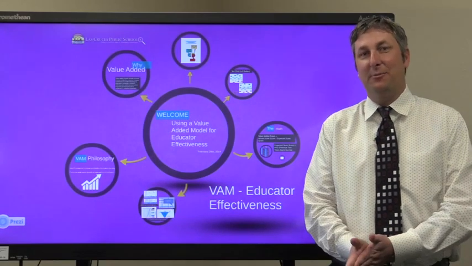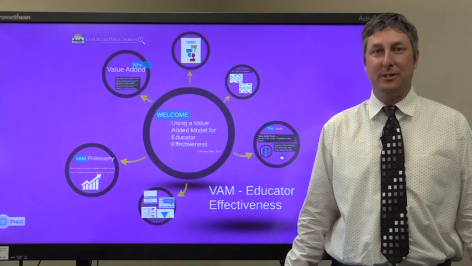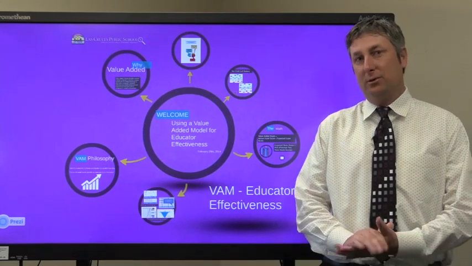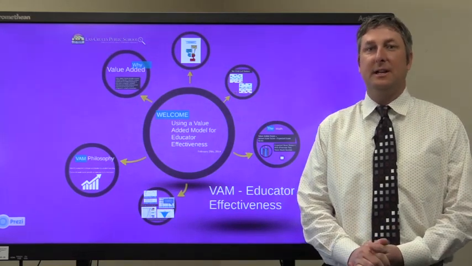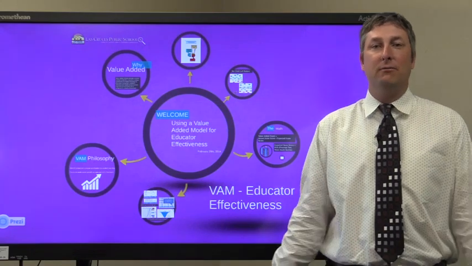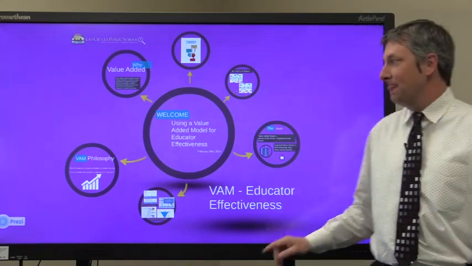My name is Tim Hand with the Office of Accountability Assessment and Research here with the Las Cruces Public Schools, and we're here today to discuss using a value-added model for educator effectiveness.